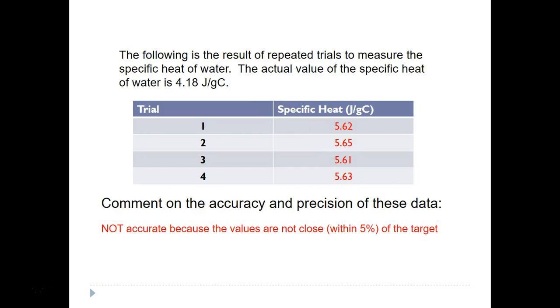Now, a result is considered accurate generally when it's within 5% of the target, plus or minus. Now, that's good to know for this type of data because 5.6 is a lot more than 5% away from 4.18. But I promise you, when you see questions on quizzes and tests, it won't be nearly this ambiguous. Now, when I look at these data, because all the values are very close together, there's only a spread of 0.04 or 4/100ths of a degree. So I would say that they are precise because they're consistent.